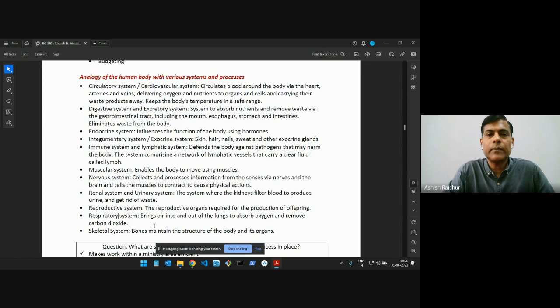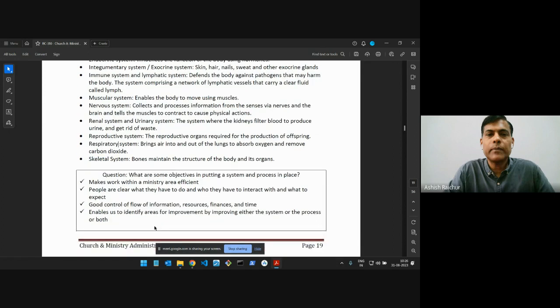So if you just look at the human body itself, even this body has so many systems, and within the systems, there are various processes that are happening over and over again, repeating, and that's how the body is functioning. So it's a good model. The same thing has to happen in the organization. The organization is repeating. So many things are happening over and over again. And if the systems and the processes work well, the organization will do well. Okay?